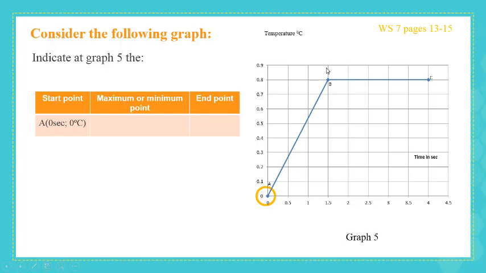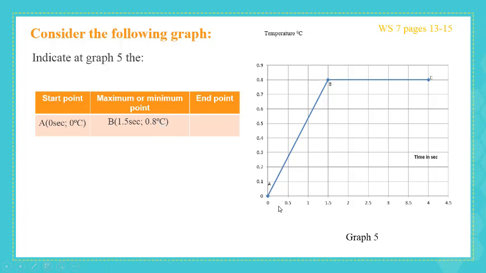What are the coordinates of point B? Directly, to determine the coordinates of point B, we can draw a perpendicular to the x-axis, another perpendicular to the y-axis. 1.5, 0.8. So 1.5 second, 0.8 degrees Celsius.